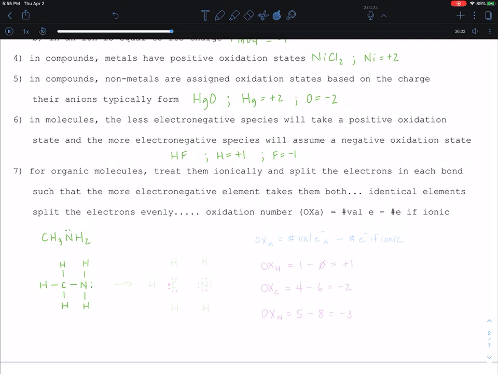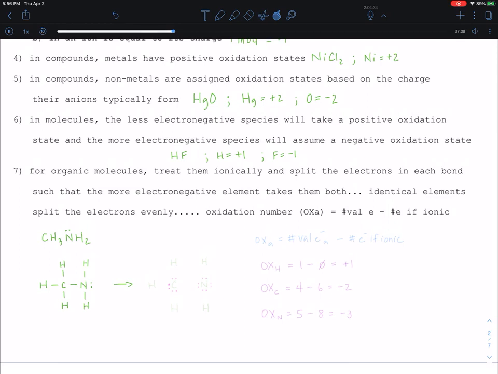Now we're going to split this up and pretend that this molecule is ionic. What I mean by that is we're going to divvy up the valence electrons. And what are those? Those are the electrons involved in the bonding. We're going to divvy them up such that the more electronegative element involved in the bond is going to fully take the electrons. We're pretending that this is ionic. And that's what happens in ionic compounds, right? The more electronegative species is going to take the electrons, and the less electronegative species is going to donate them.